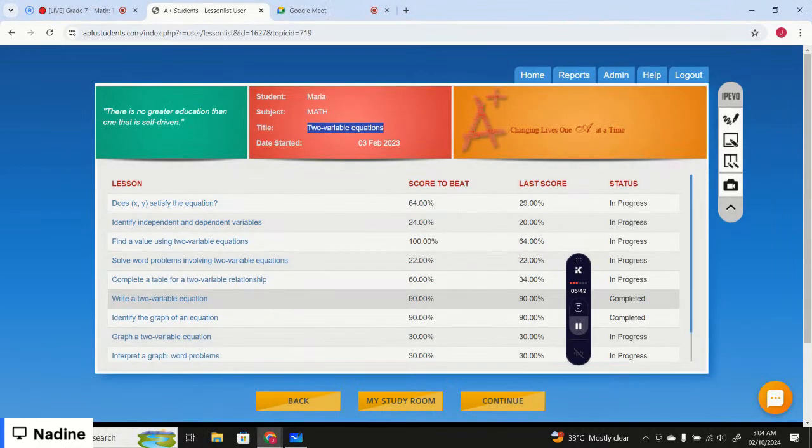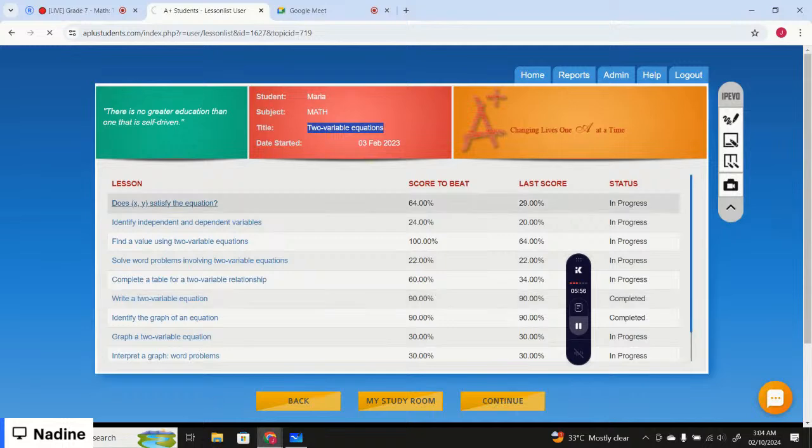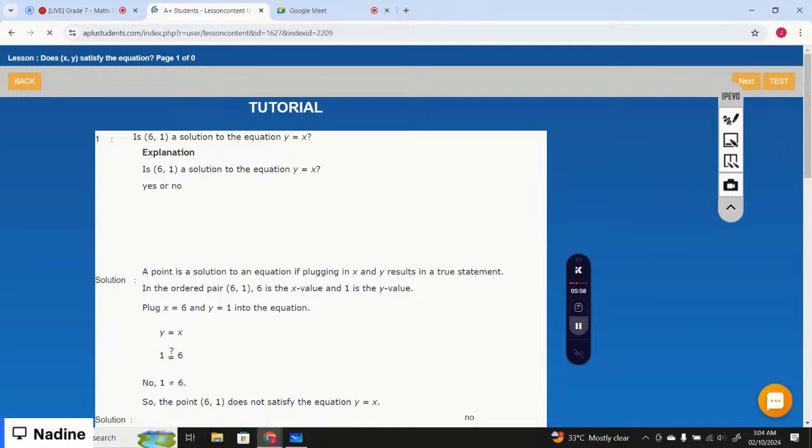Okay, here I am on the grade 7 math. The chapter we are on right now is two variable equations. Let's just start with the first lesson, that is, does (x, y) satisfy the equation? Is (6, 1) a solution to the equation? So you are given a point, right? 6 and 1. You have to see if this point is the solution of the equation y equals x.